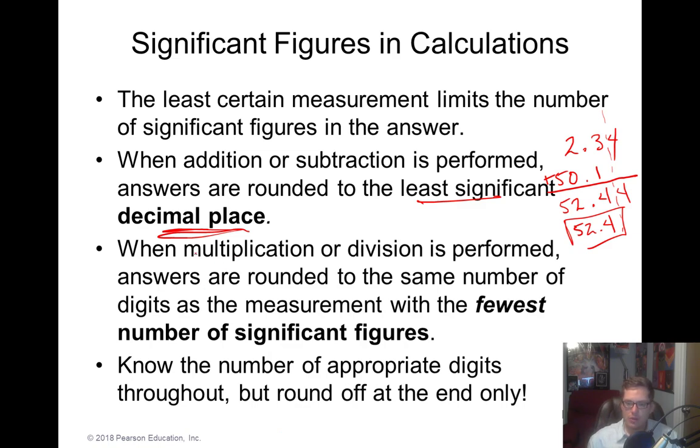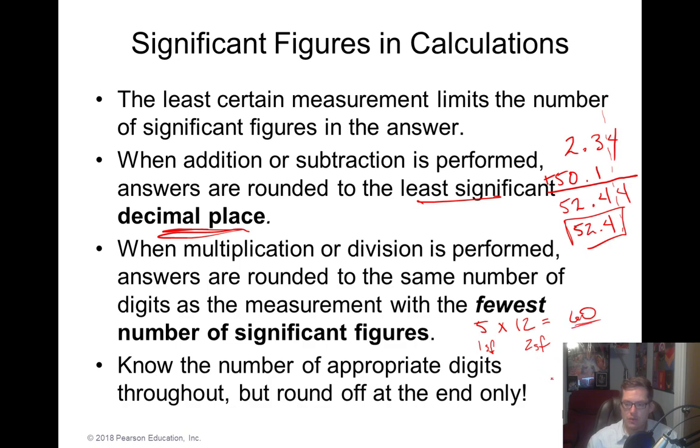When multiplication or division is performed, answers are rounded to the same number of digits as the measurement with the fewest number of sig figs. The fewest number of sig figs. So let's say we take 5 times 12. Well, 5 has 1 sig fig. 12 has 2 sig figs. So our answer can only have 1 sig fig. So our answer is 60, and that'd be the right answer.